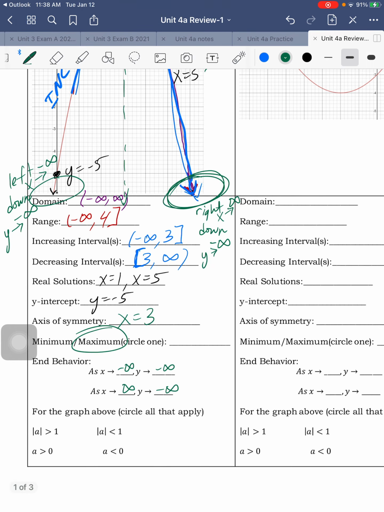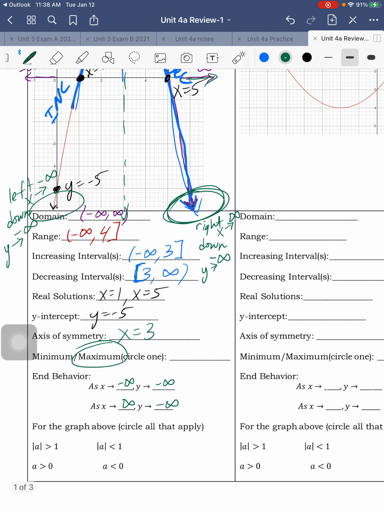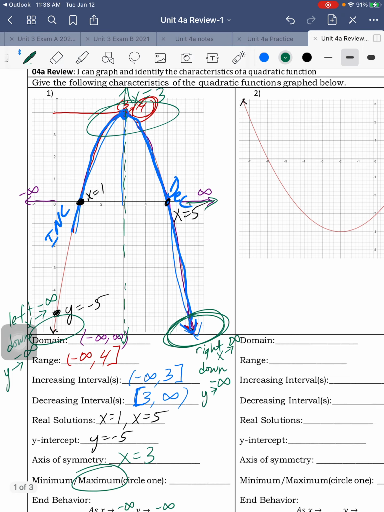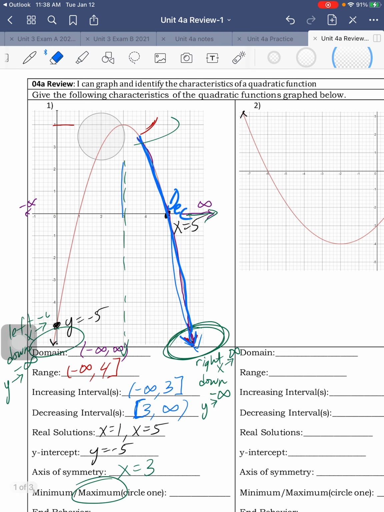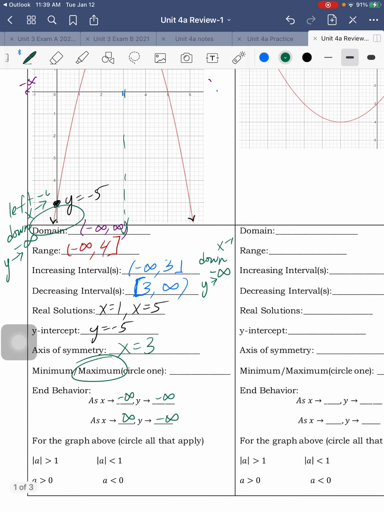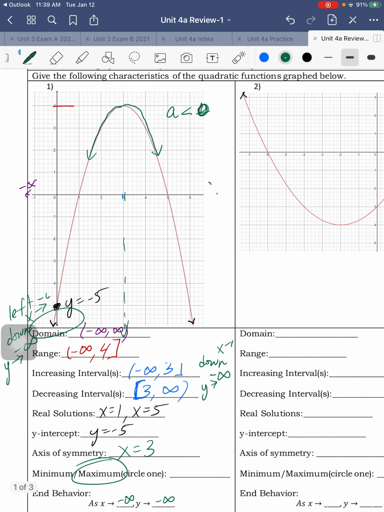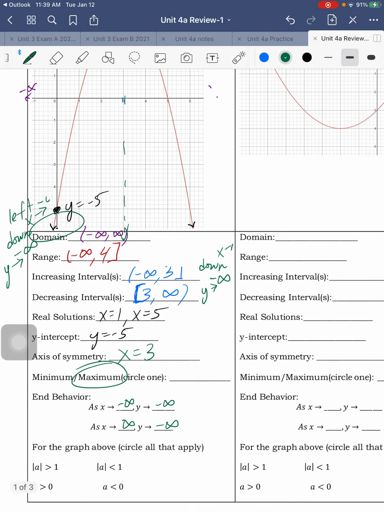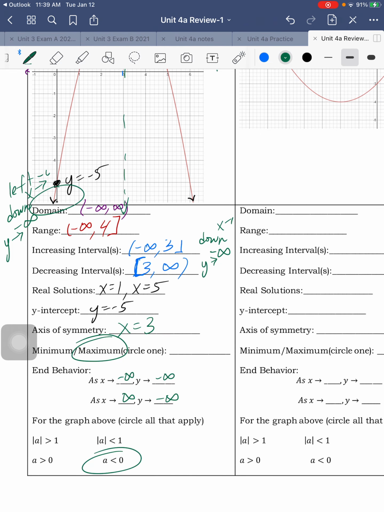For the graph above, circle all that applies. So we need to know the a value and whether its absolute value is greater than something. The graph is upside down, and that tells us the a value is less than 0. Sorry, my bad, less than 0, not less than 1. This means it's a negative number. A negative number means it's upside down. So we know a is less than 0.